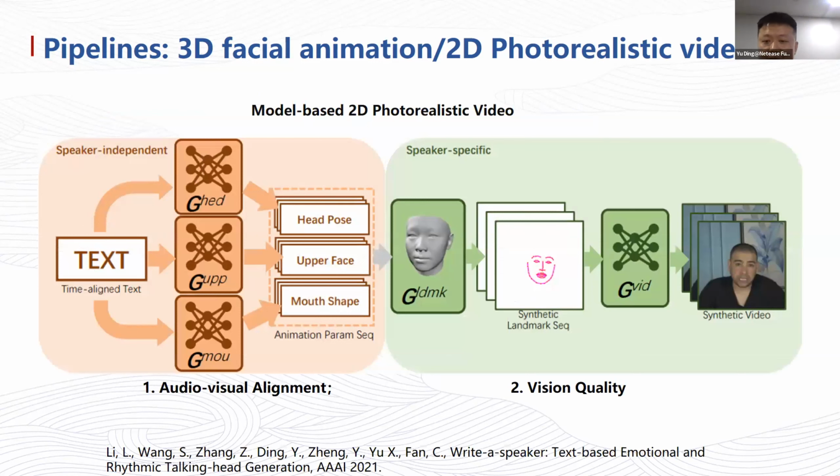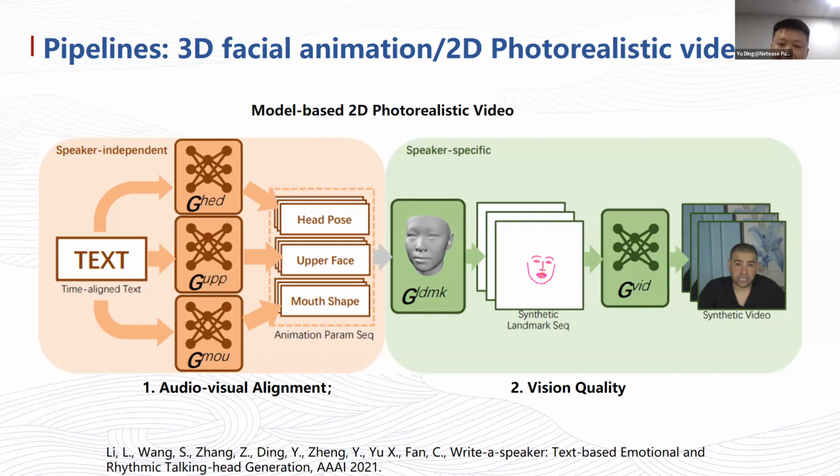And here, let me give an example. It is from our publication at the III 2021. As mentioned above, the orange part is a speaker-independent model, which involves generating 3D animation only. It is dedicated to audio-visual alignment. Then this animation generation model can be generalized to actual speakers with a neural rendering, indicated by the green part.